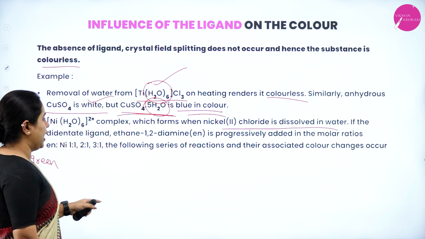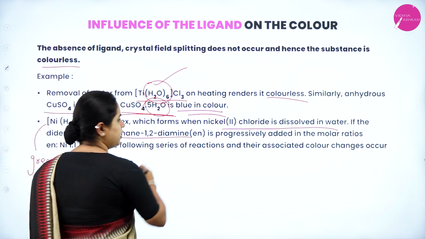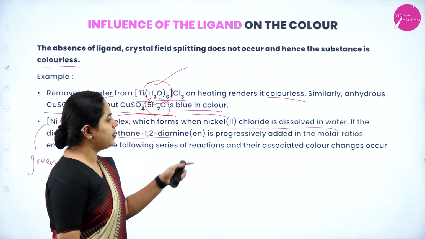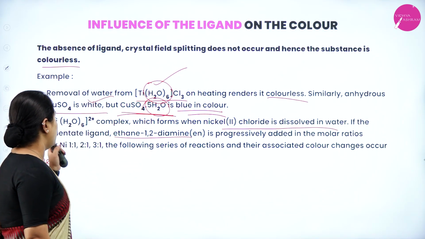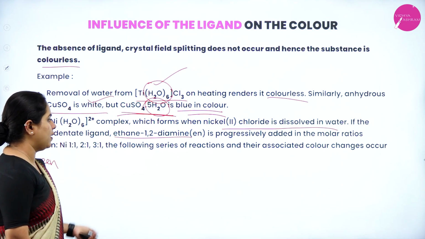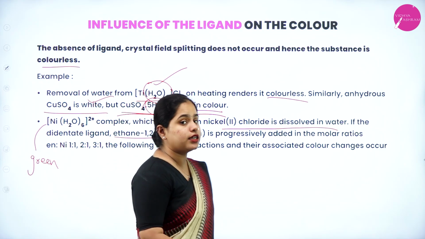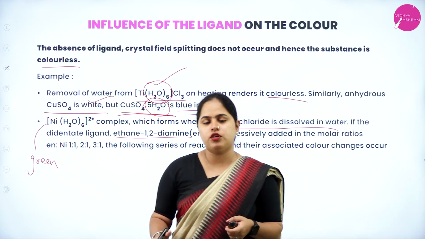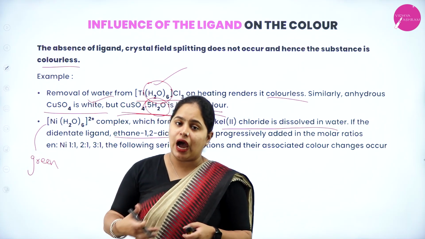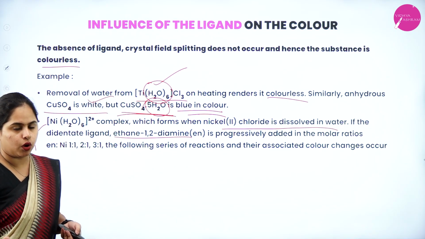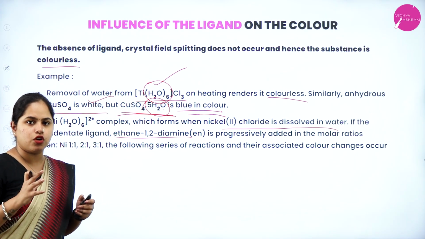If the bidentate ligand ethane-1,2-diamine, we are familiar with this ligand, right? Yes, ethane-1,2-diamine is progressively added in the molar ratios 1:1, 2:1, 3:1, and the following series of reactions and their associated color changes occur. So what we are going to see here now is, when we add a ligand to it, what happens to the color of the coordination compound, to show the importance of the ligand.